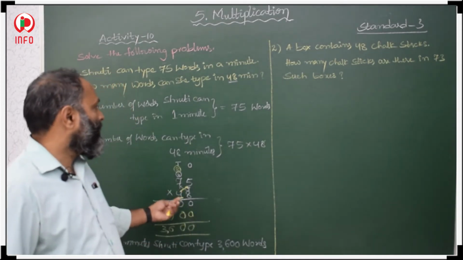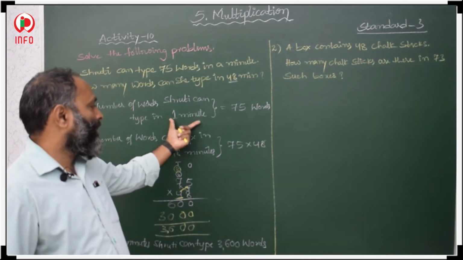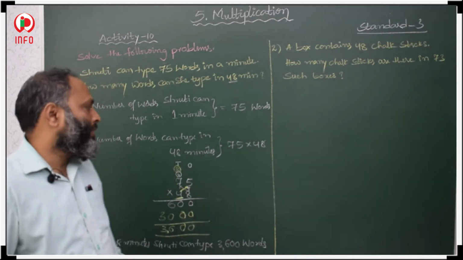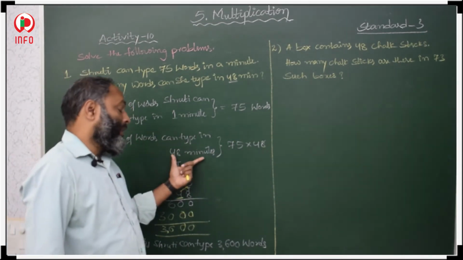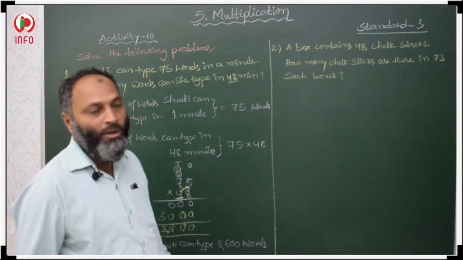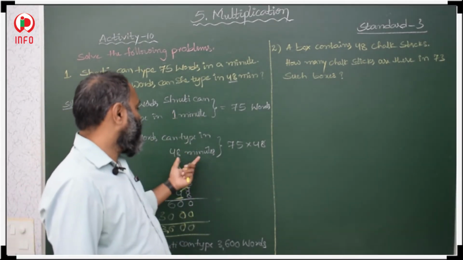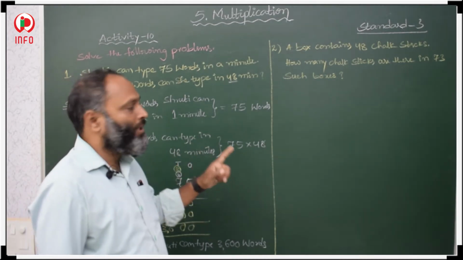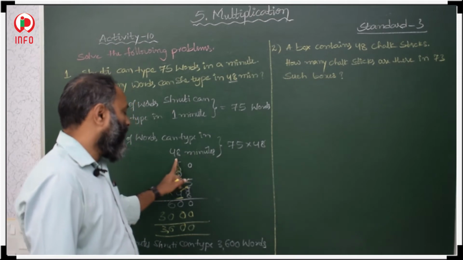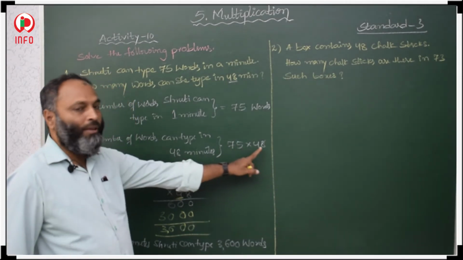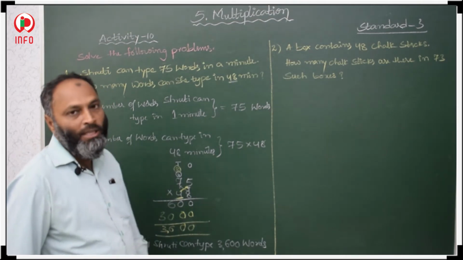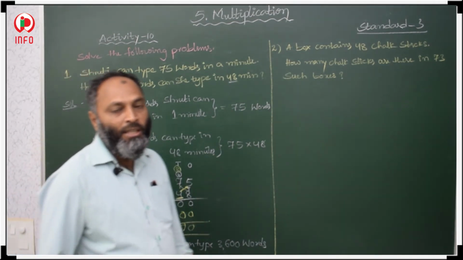Here we multiplied. Why did we multiply here? About 1 minute: in 1 minute, how many words can she type? 75 words. Then in 48 minutes, we have to find how many words she can type. So the unit is given, and he is asking for more, so multiplication. So we have to multiply 75 with 48, then we will get 3600 words.